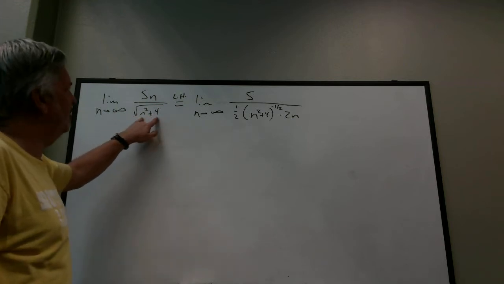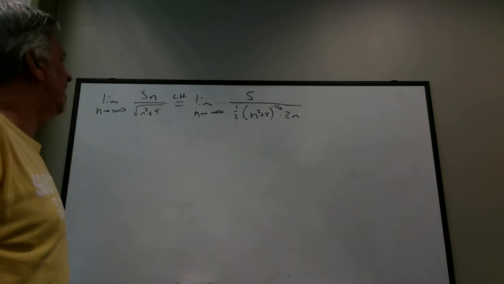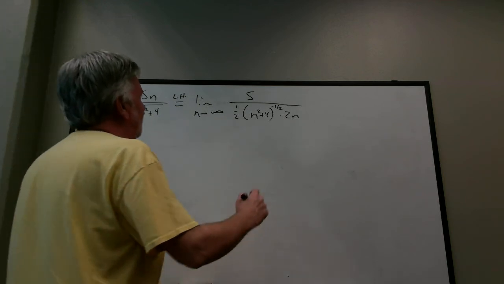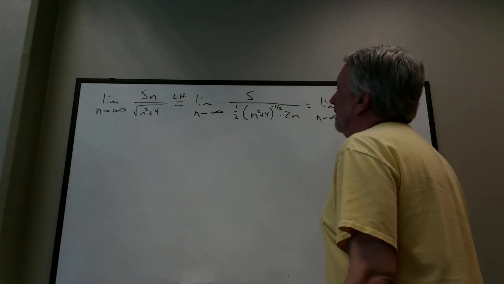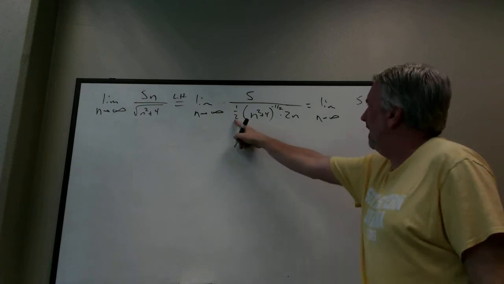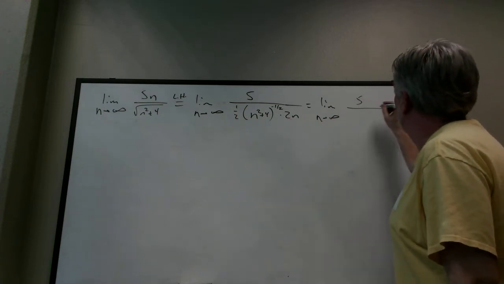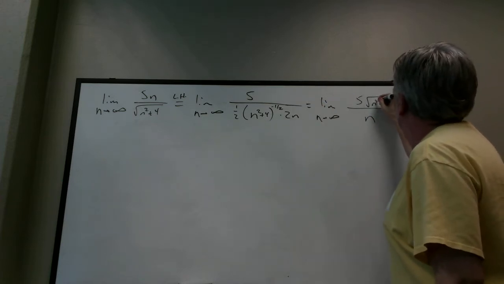Bring down the half, leave the stuff alone, subtract 1 from the power, times the derivative of the stuff. Now, what happens if we simplify this? We get a 5 up here. The half and the 2 drop out, so you just get an n in the denominator. You can take the root up in the numerator, and I'm left with that.